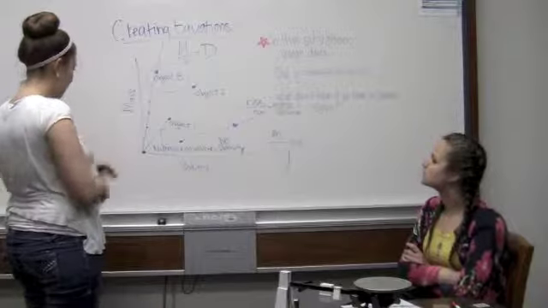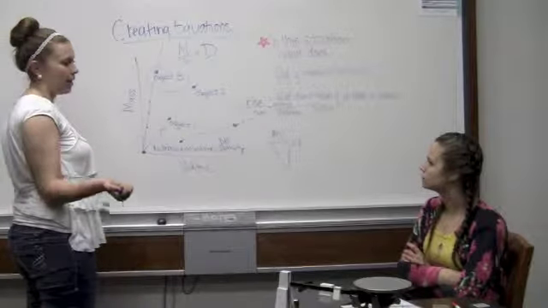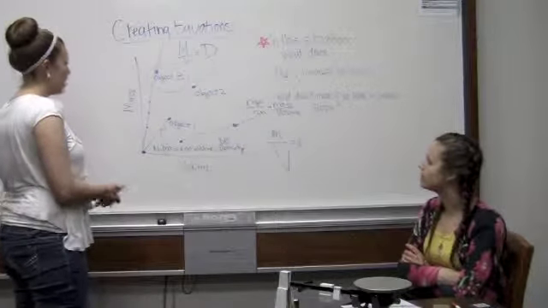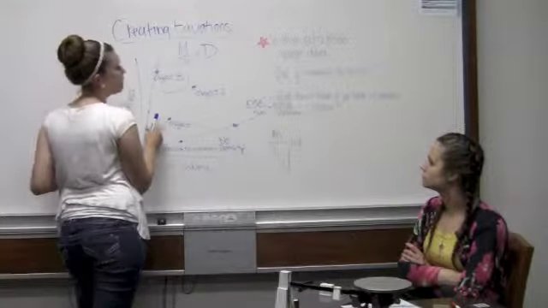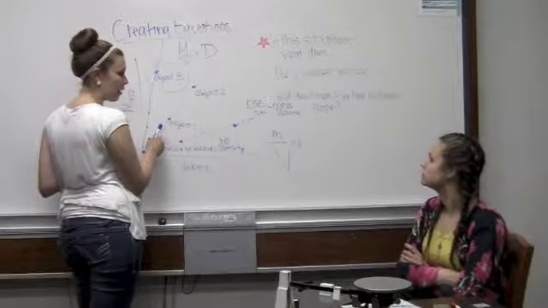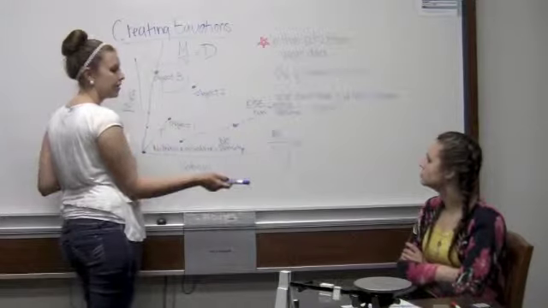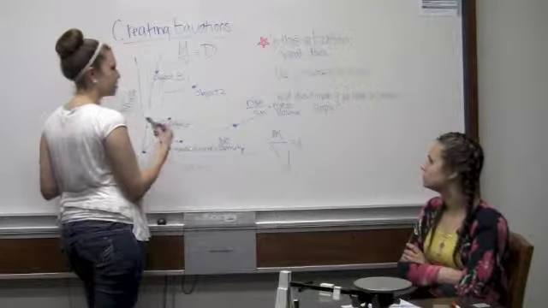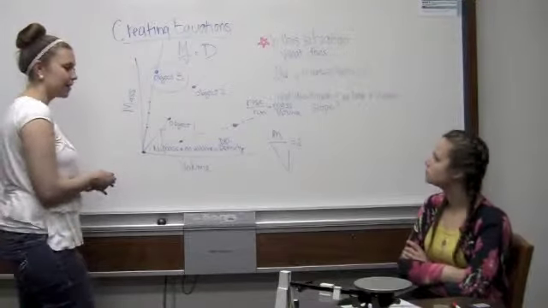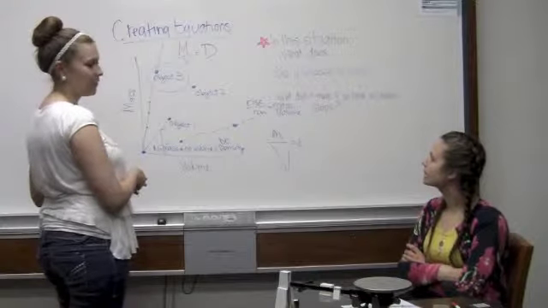So quick recap. Y-intercept tells us no mass, no volume, no density. A steeper slope gives us a bigger density than before because we have more mass over a smaller amount of volume. Exactly. All right, so there's our application for creating equations.